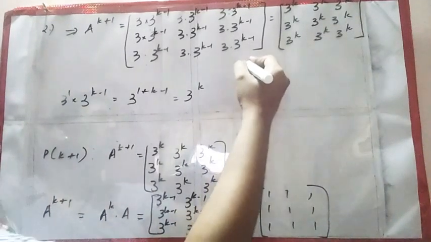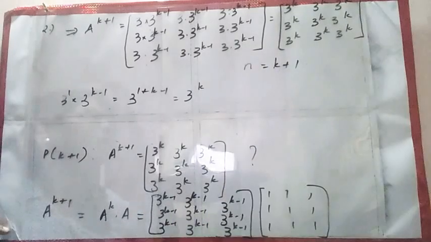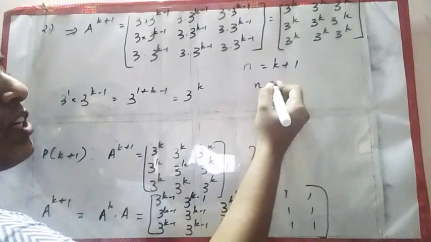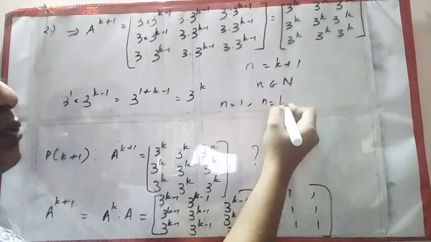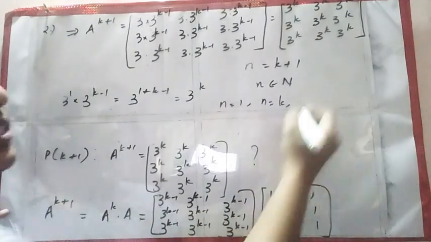So we have proved the result for n equal to k plus 1. Hence, by the principle of mathematical induction, the result is true for every positive integer n. First we proved that the result is true for n equal to 1. Then we assumed that the result is true for n equal to k. Then we proved the result is true for n equal to k plus 1. Hence, by the principle of mathematical induction, this result is true for every positive integer n. Hope you are clear with this question.